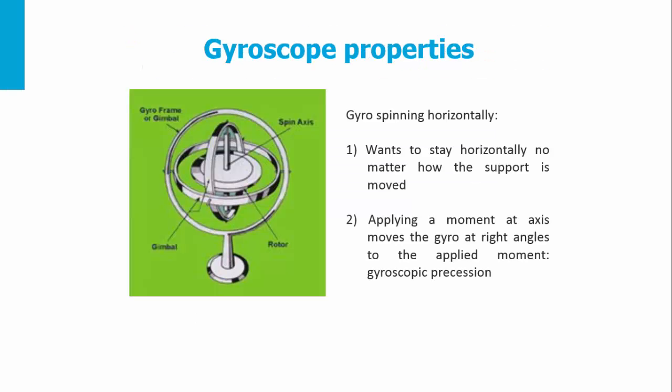I will recall the gyroscopic properties of any rotating system. You should not forget that the rotor has gyroscopic properties, and you know that the gyro has two properties. Namely, when you are spinning the gyro horizontally, it will want to stay horizontal no matter how the support is moved. And the second property is that if we apply a moment at the axis, it will move the gyro 90 degrees later, at right angles to the applied moment. It is the so-called gyroscopic precession.